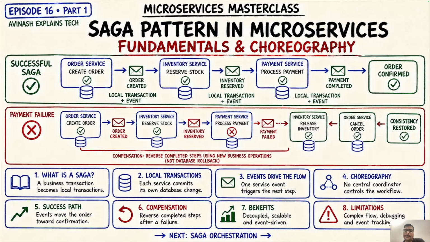Now let's look at the failure flow in the middle of the diagram. The order service creates the order successfully, the inventory service reserves the stock successfully, but the payment service cannot process the payment. Perhaps the card was declined, the payment gateway was unavailable, or the customer had insufficient funds. The payment service publishes payment failed.